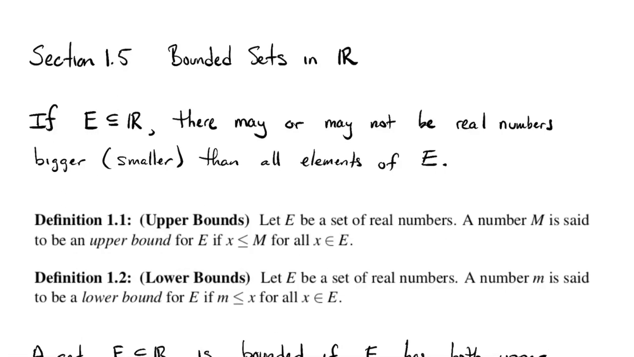Okay, so if you're given a subset of the real numbers, say some subset called E, then there may or may not be some element that is bigger than or less than or equal to all the elements in E. So when there is such an element, we call it a bound. And if it's bigger than all the elements in E, we call it an upper bound. And if it's less than or equal to all the elements in E, then we call it a lower bound.